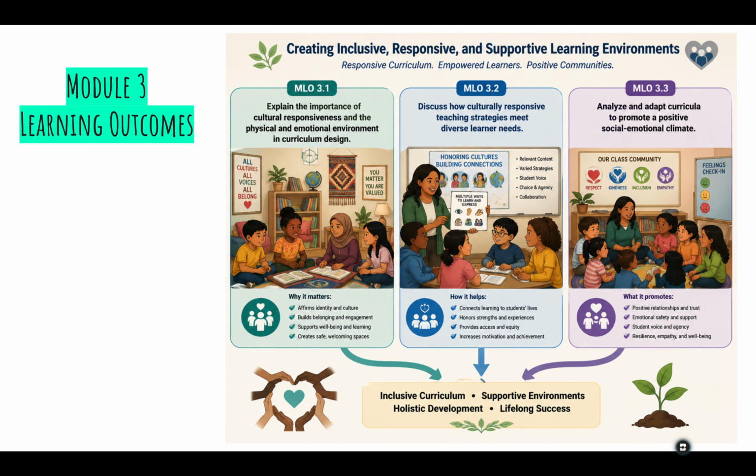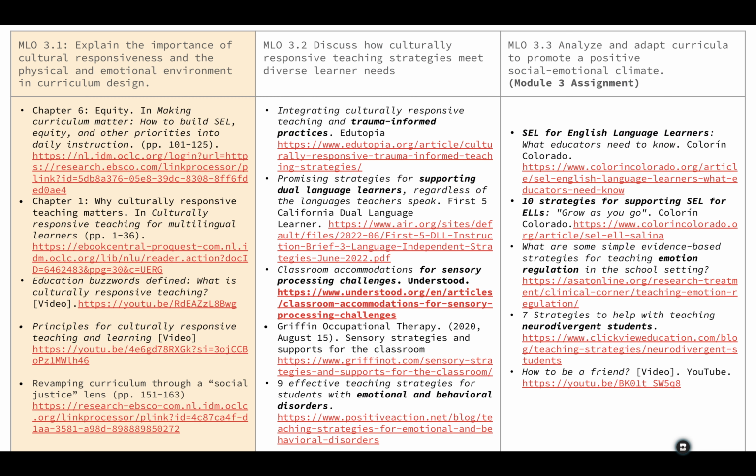Essentially, what we're trying to do in this module is talk about how we affirm identity and culture, how we connect learning to students' lives, and how we support social and emotional learning. There's a lot of reading in this module, and a lot of course materials. Each one connects to each module to kind of break it down for you.